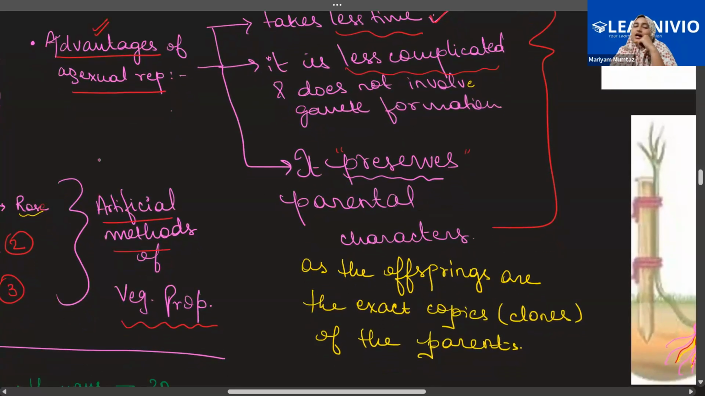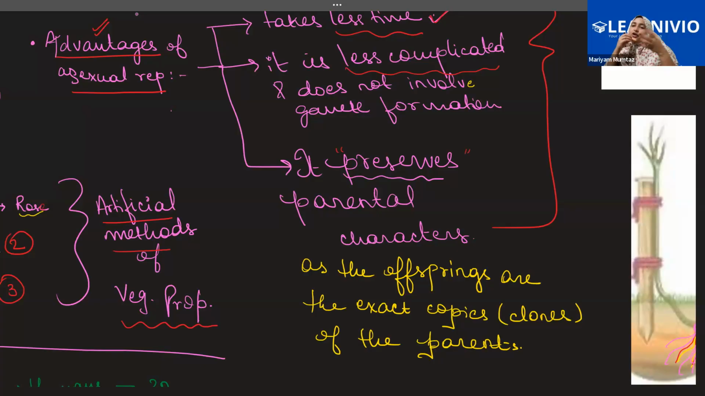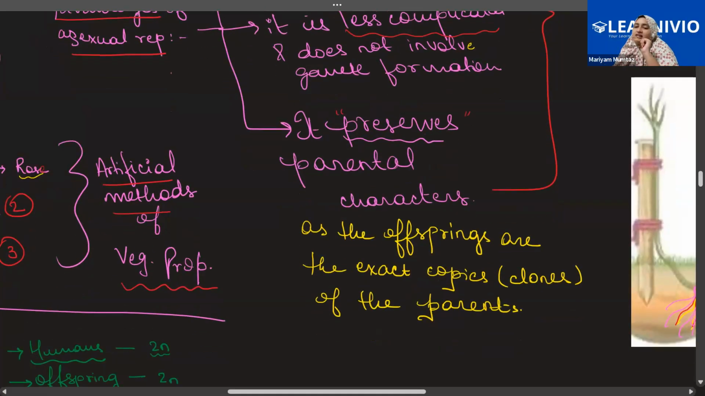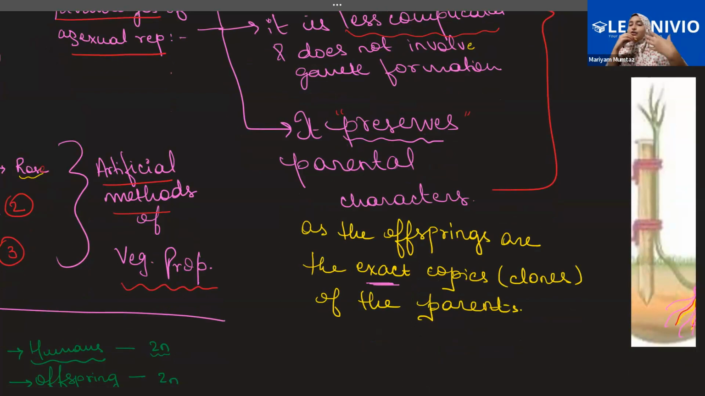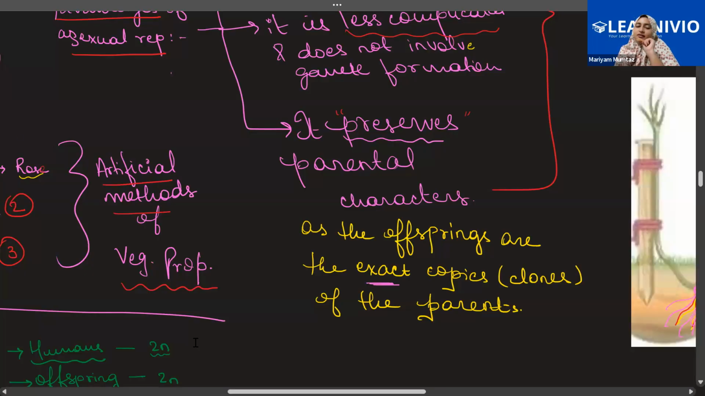Then, since the offsprings are clones of the parents, meaning they are the exact copies of the parents, this type of asexual reproduction preserves the parental character. Preservation of parental character means whatever characters the parent had, the offspring also has, and it is the same. Meaning no new variety, no new characters, nothing of that sort is being developed. So when we don't want to say that nothing happens here, we say that preservation of parental characters is taking place. And this does not take place in sexual reproduction because variations arise in sexual reproduction. Is it clear to you all, students?